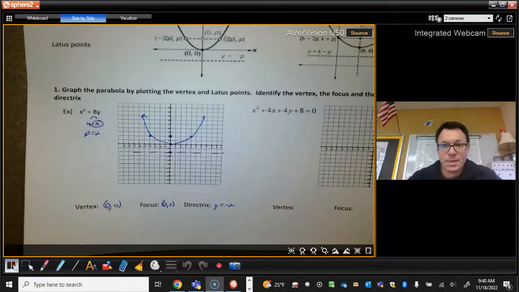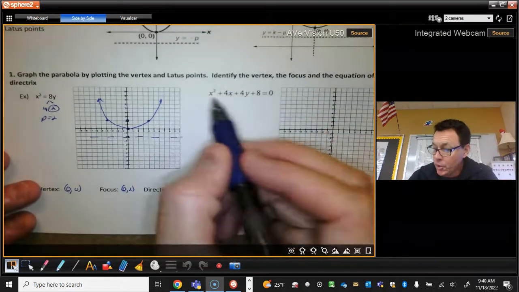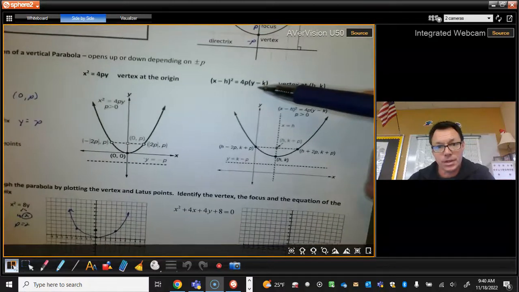That's it. Okay? That is it. Now, look at the second example. The last example, actually. Okay? So, this is not in the standard form that we want. Okay? So, we are going to use completing the square to create something that looks like this up here.